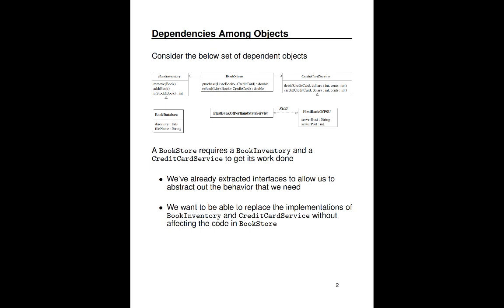This is a good example of programming to the interface. The bookstore can just call these interface methods and not have to worry so much about the implementation. This makes it easier for us to provide different implementations of book inventory and credit card service without having much impact on the code in the bookstore itself.